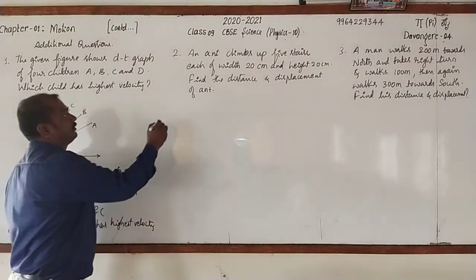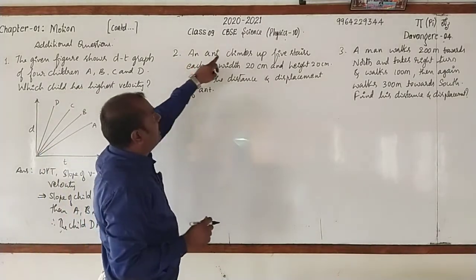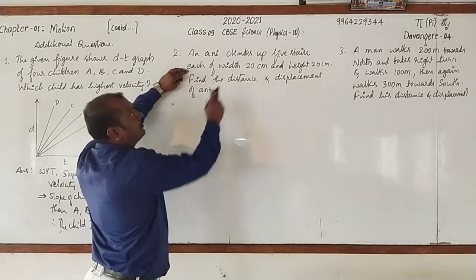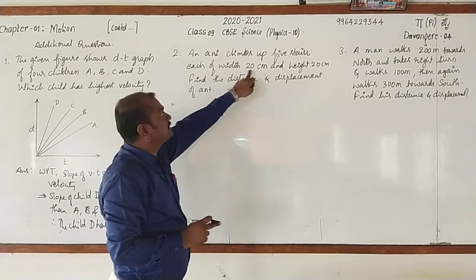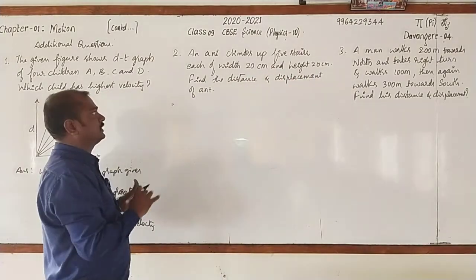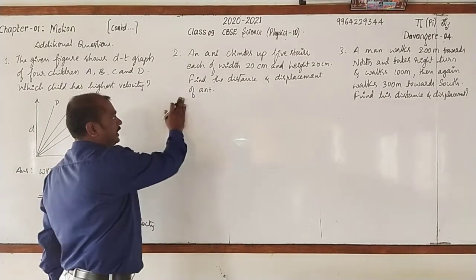Okay. Now let us come to the second one. Look here. An ant climbs up 5 stairs, each of width 20 centimeter and height 20 centimeter. Width and height both are the same. Find the distance and displacement of the ant.